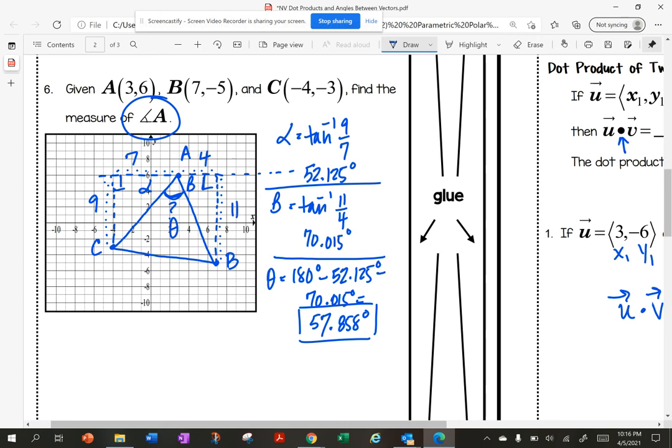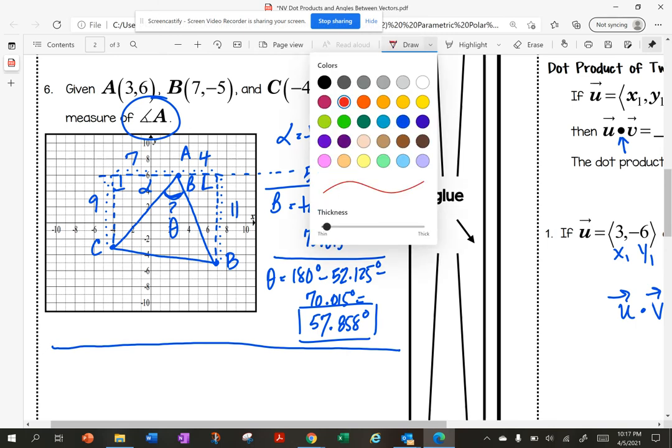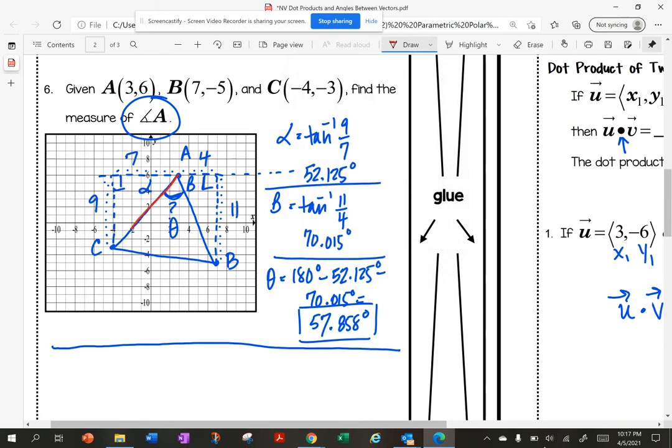So this is physically what this looks like. I'm interested in more the vector approach. So I know, and I can set up my vector AC here. So this is vector AC. So vector AC is from this triangle. I know that this is -7, -9, because I went left 7 and down 9.